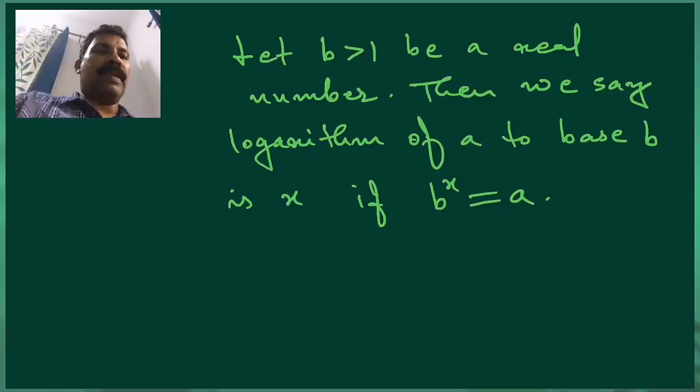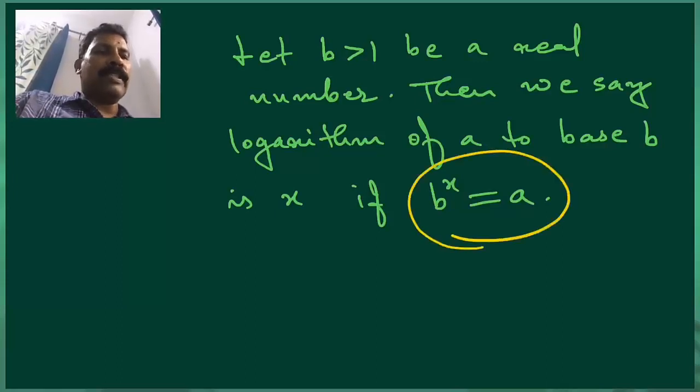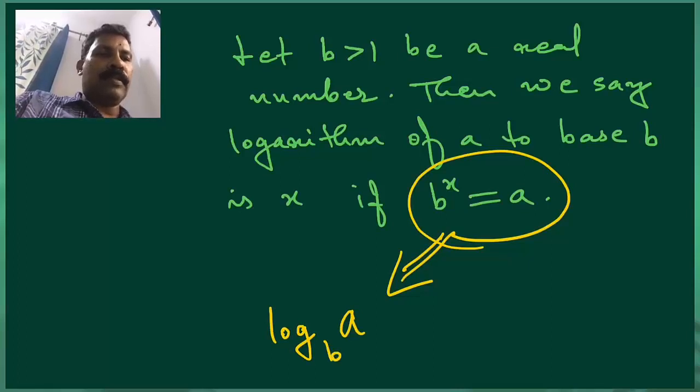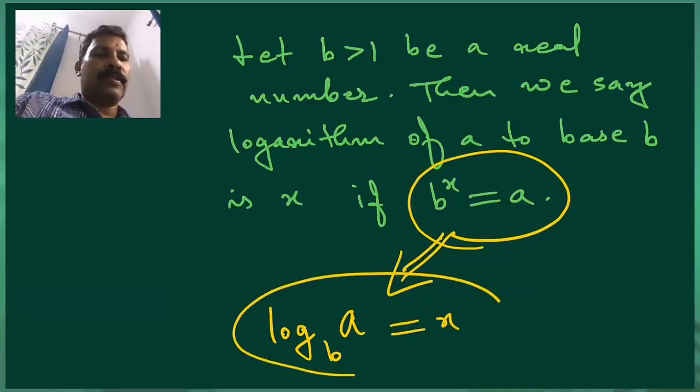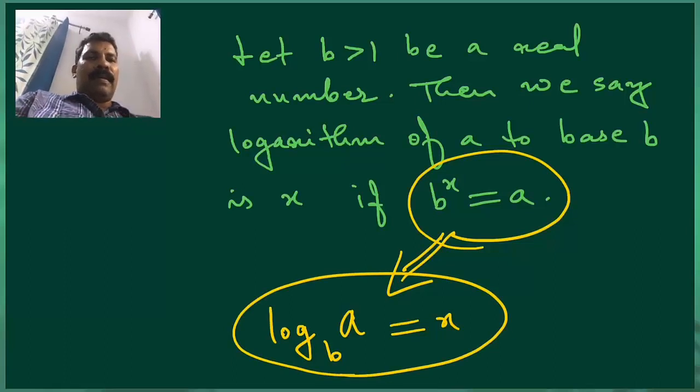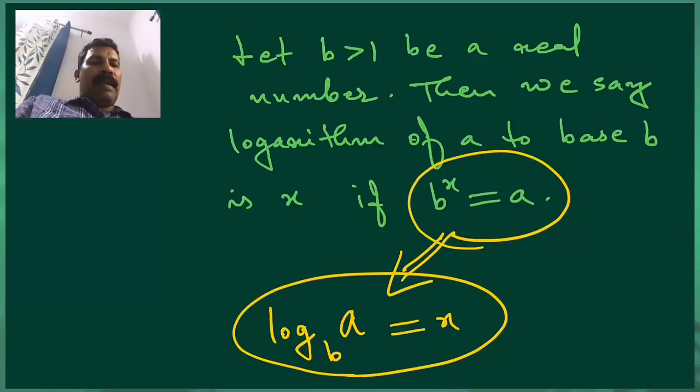Let b greater than 1 be a real number. Then we say the logarithm of a to the base b is x if b power x is equal to a. Simply speaking, this is the exponential form and we can write the corresponding logarithm of a to the base b is equal to x. So we are writing in another language, that is the language of logarithm.